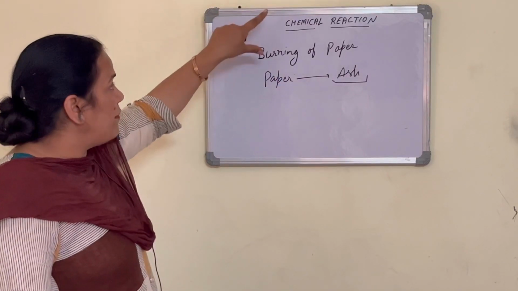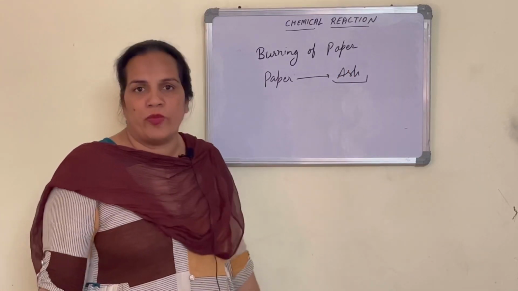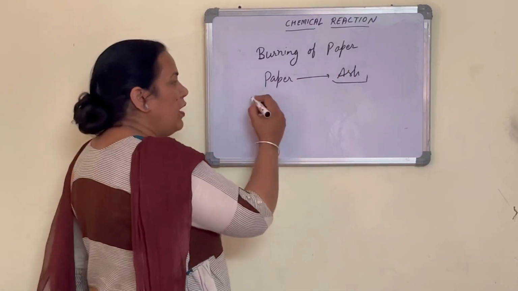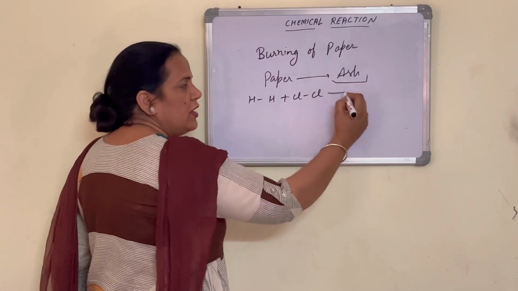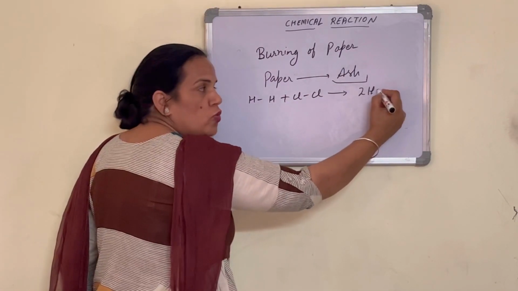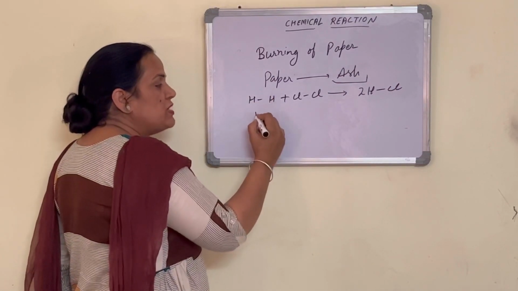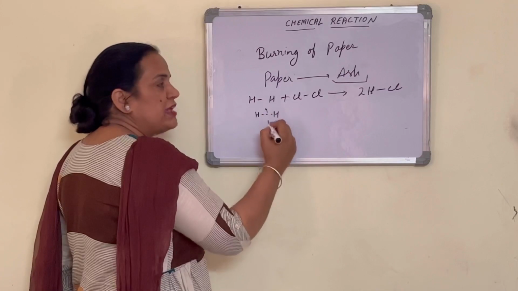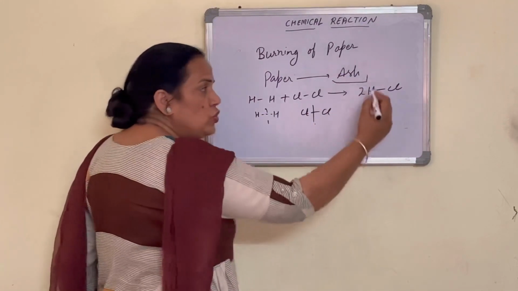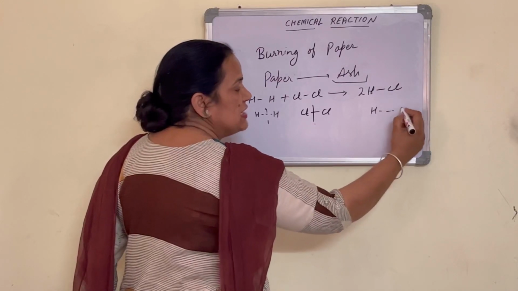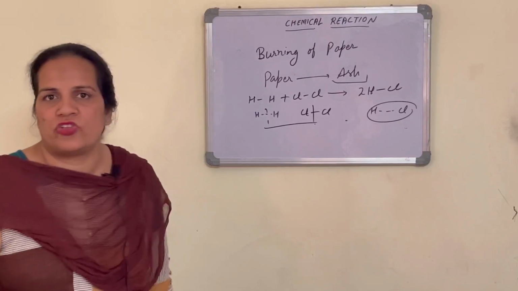And in these chemical reactions, old bonds break and new bonds are formed. For example, H2 plus Cl2 forms 2HCl. The previous bonds, meaning the bond between H-H breaks and the bond of Cl-Cl breaks, then a new bond between H and Cl is formed. This is a chemical reaction.